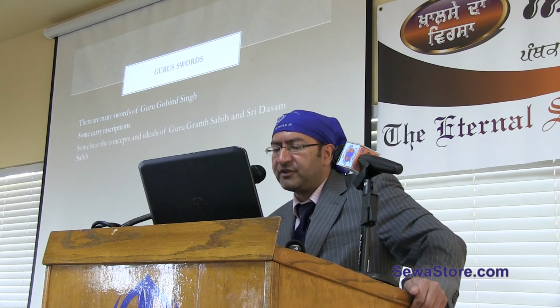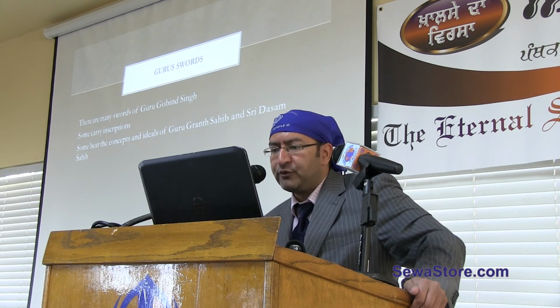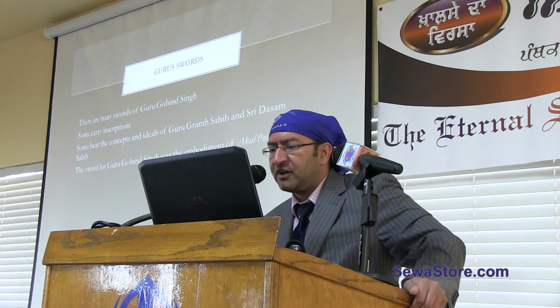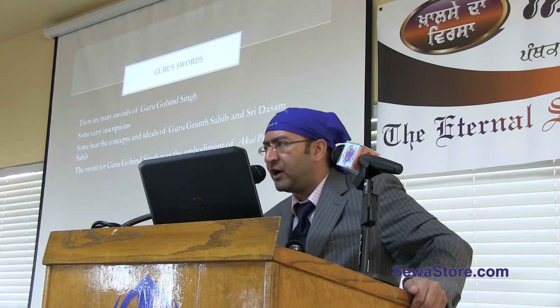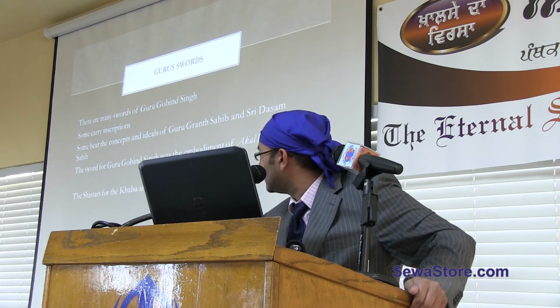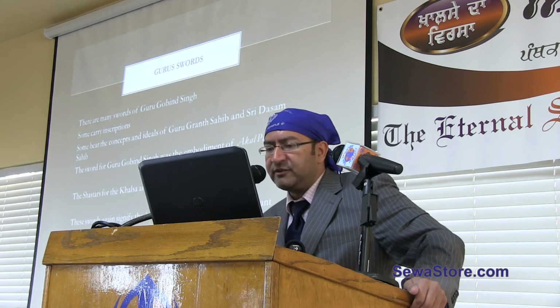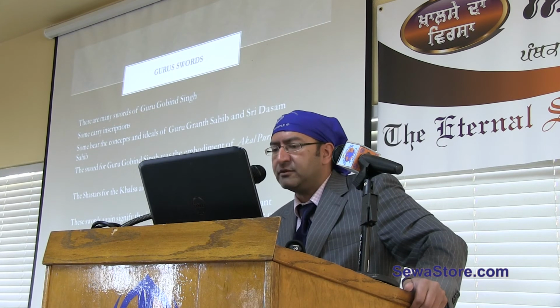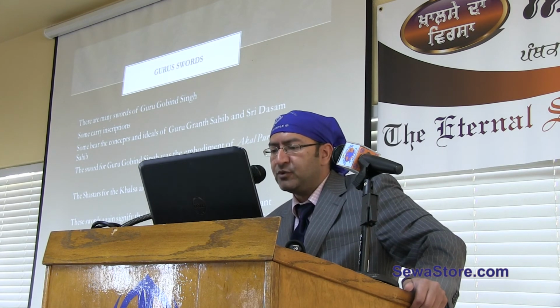There are other material objects as well, including the swords of Guru Gobind Singh. Some carry inscriptions, some bear the concepts and ideals of Guru Granth Sahib and Sri Dasam Granth Sahib. The sword for Guru Gobind Singh was the embodiment of Akal Purkh. The Shastras for the Khalsa are as important as Gurbani. These swords again signify the Bani of the Guru had other significant purposes than recital. The transmission of Bani was more than just oral or manuscript tradition.